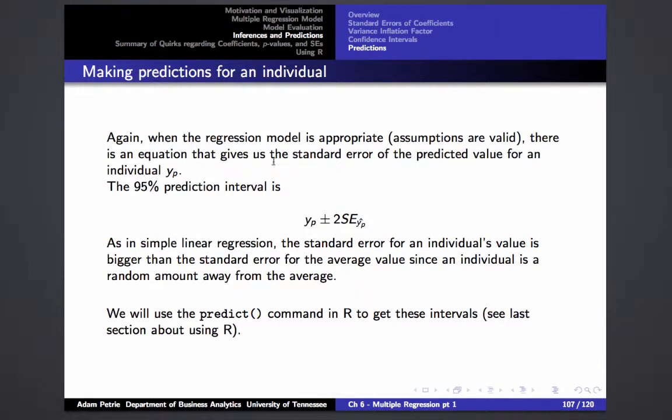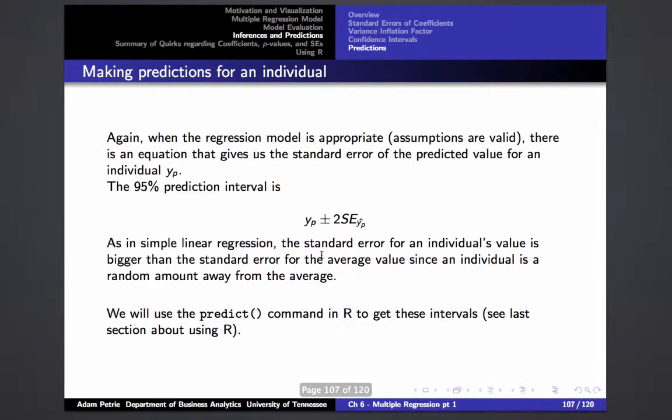Now, if I want to make a prediction regarding an individual, well, there's once again going to be a formula for the standard error of the predicted value, and the standard error is always going to be larger than the standard error for an average. And that's because who knows how far away the individual is going to be from that average. They're away from the average by a random amount. But once again, there's going to be a 95% chance that the individual's value will be within y hat plus or minus 2 of its standard errors.